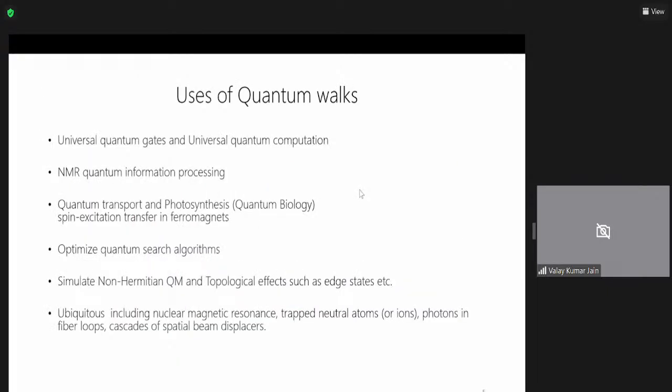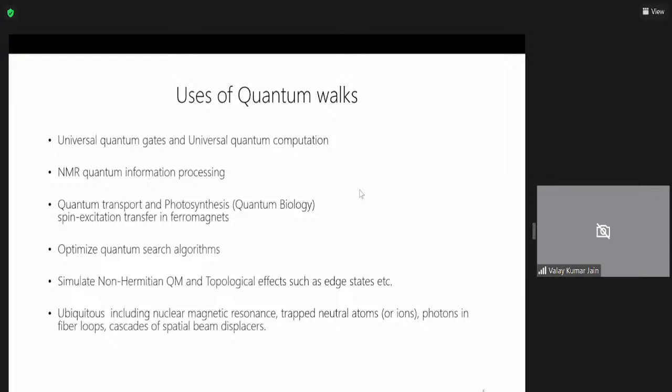Now, before I tell you more details of the quantum walk, first of all, I would like to talk about what exactly are the uses of quantum walks. Why should I even study quantum walks in the first place? Why is it so interesting to me? A lot of you must be interested in quantum computation. Well, quantum walks can be used to create universal quantum gates, and therefore they can be used to execute universal quantum computation at finite temperature. You don't have to go to super ultra cold atoms, etc. It is used in NMR quantum information processing. It is used to study quantum transport, specifically photosynthesis.